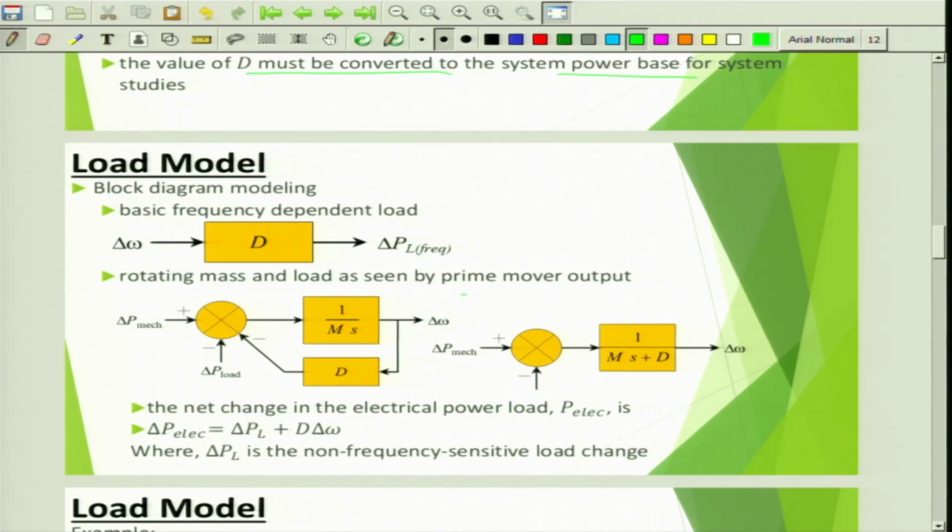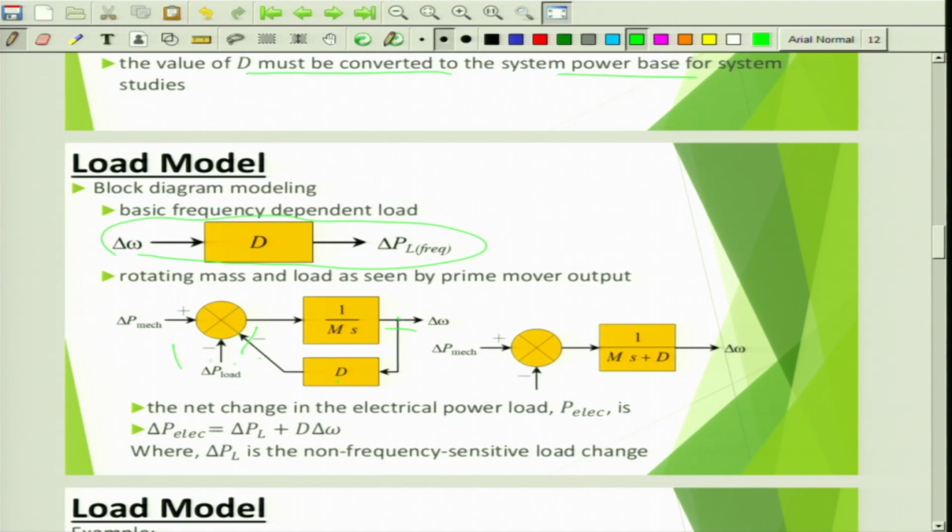Rotating mass and load as seen by prime mover output: you see here delta Pmech minus delta PL, right? This was the earlier one, this loop was not there, into 1 by Ms was delta omega; this we got from the swing equation. Now to this there is also a frequency dependent load if it is there in the system, so that also needs to be reflected in this overall control loop. So delta omega into D again is delta PL, that is what we have added in this loop, there is another term which is adding.